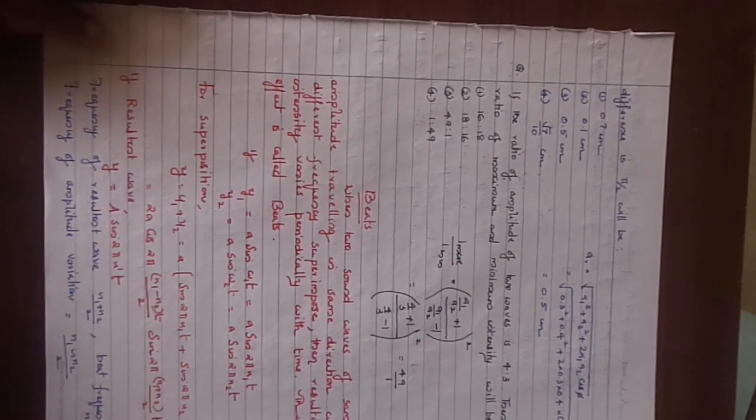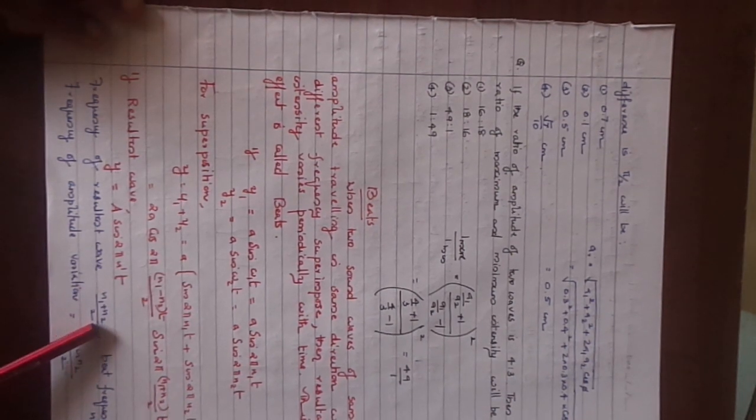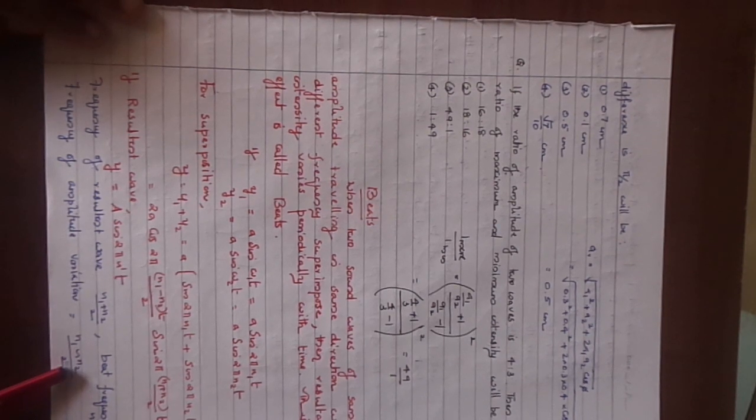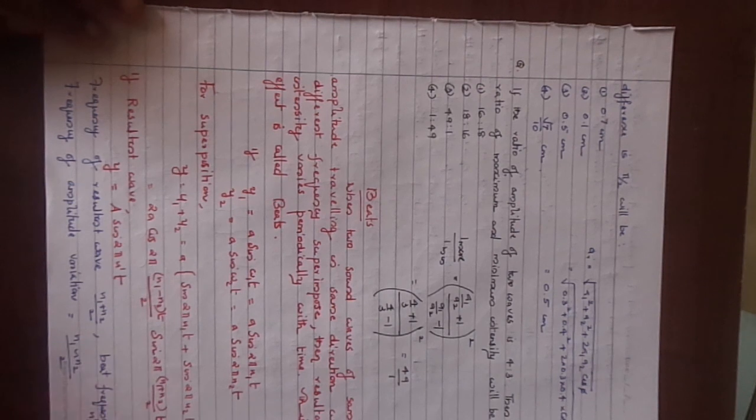So that is a very important concept. What is the resultant wave? You get the frequency of the resultant wave, look here, as n1 plus n2 by 2. The frequency of the amplitude is n1 minus n2 by 2. And the beat frequency is what? That is n1 minus n2. This is very important with respect to our problem situations. The beat frequency is n1 minus n2, and the beat time period we can say as 1 by n1 minus n2.